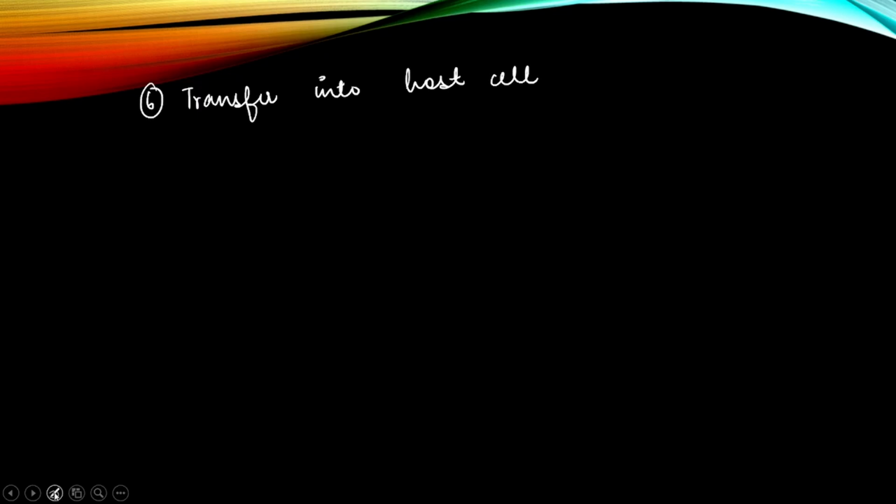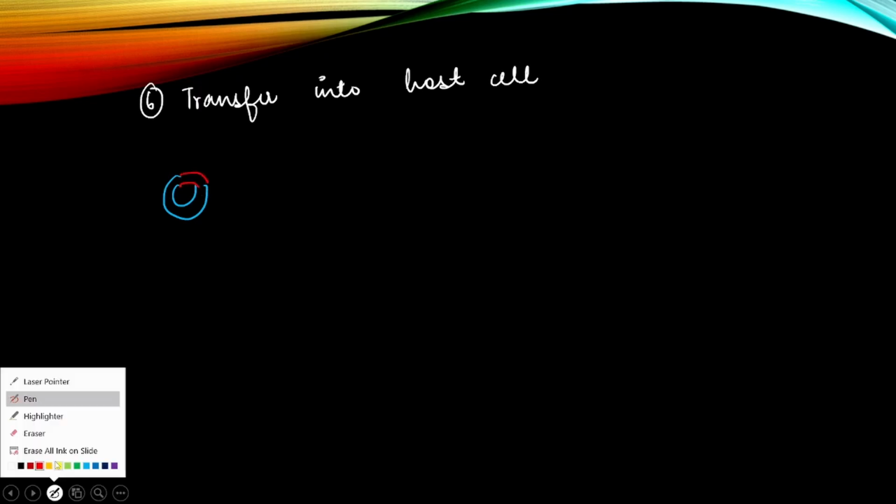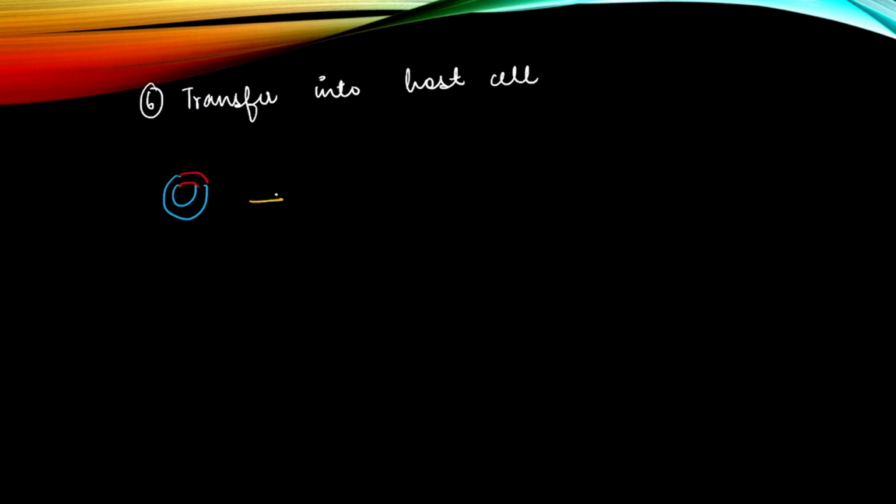Right? So what is the recombinant? Let me draw the recombinant DNA here. This is my recombinant DNA. Right? Now what will I do? I'll put it inside the host cell. Now host cells can be plant, animal, bacterial cell. It can be a bacterial cell, a plant cell, or an animal cell.